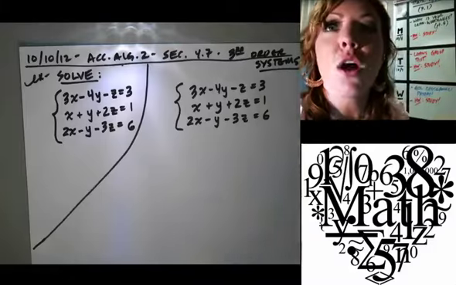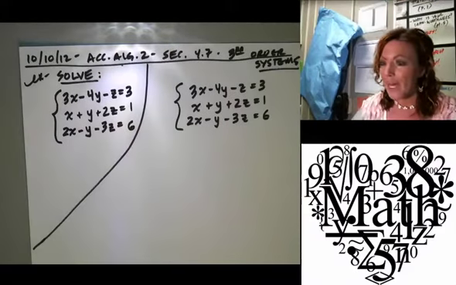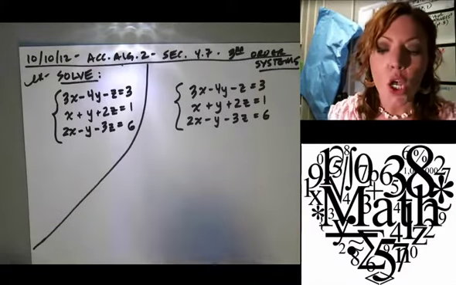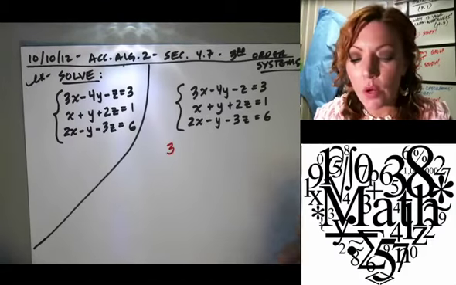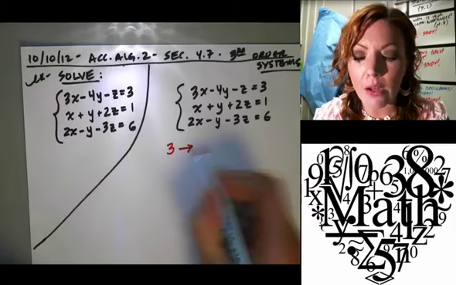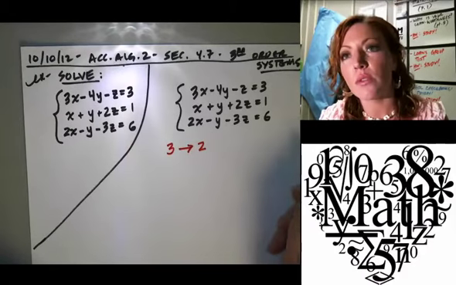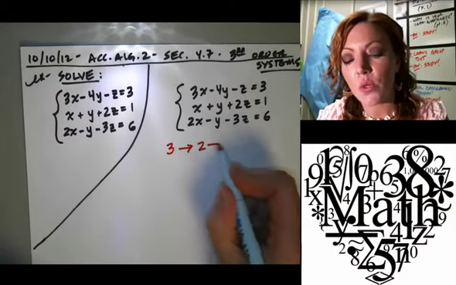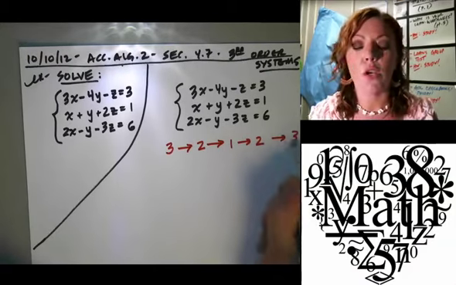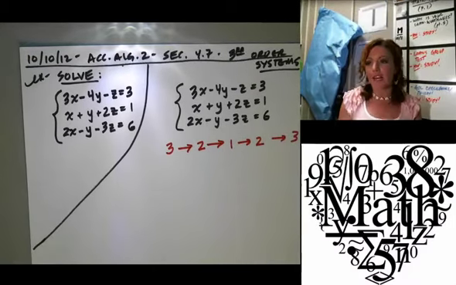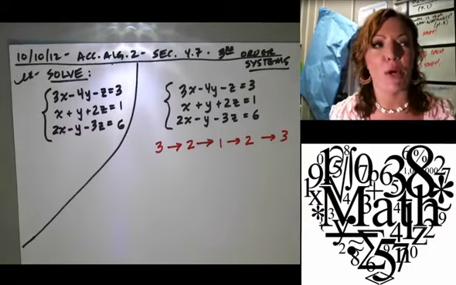So here's what I want you guys to keep in mind as you go through this. We start out with three equations and three unknowns. We want to get those three equations down to two equations with two unknowns, and then that two equations to one, and then go all the way back up to 2 to 3. Okay? So what exactly does that look like? We're about to go through it.